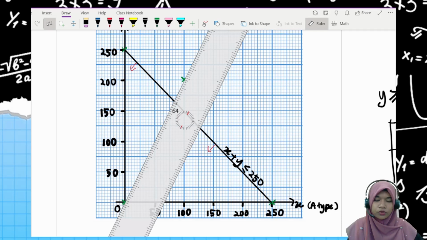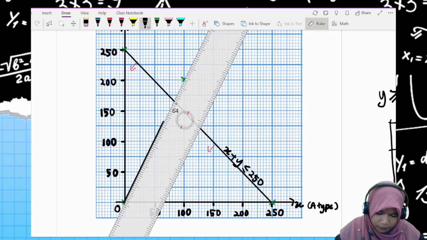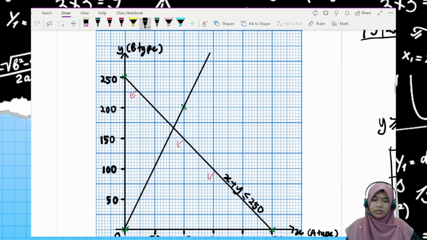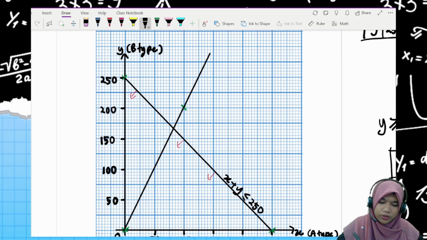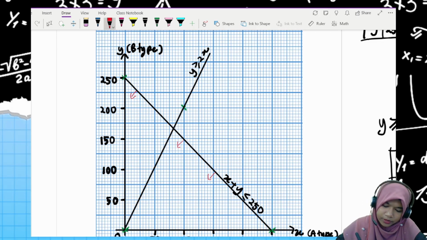Make sure you put your ruler correctly to get the correct graph. So this one is the graph for the second equation. What is the equation? y greater than or equal to 2x. The region involved is above the graph, above the line.